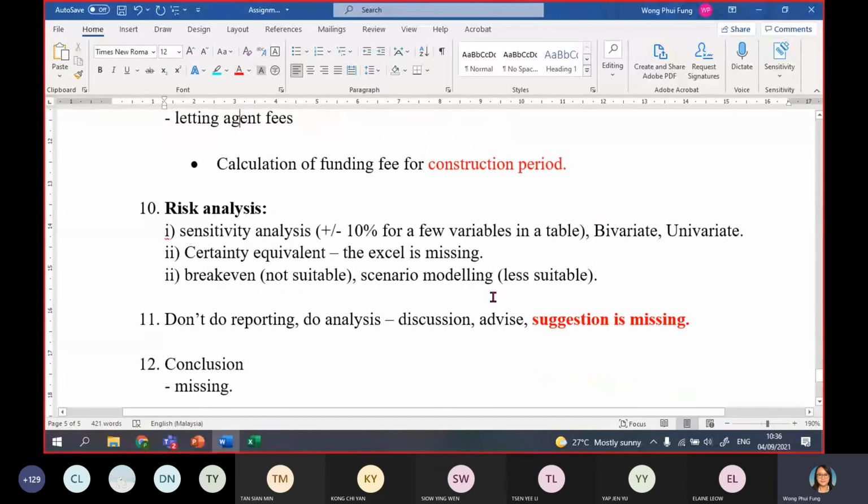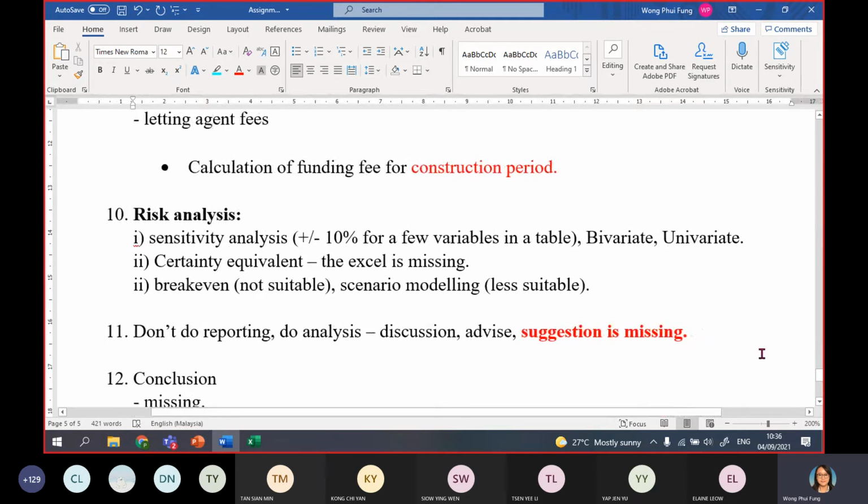Risk analysis, I would say, a few groups came and asked me about the break even. Actually, I try not to talk to you because I want you to think about whether the test is suitable or not. So for this round, I think only one or two groups made a mistake. The rest are actually quite okay.